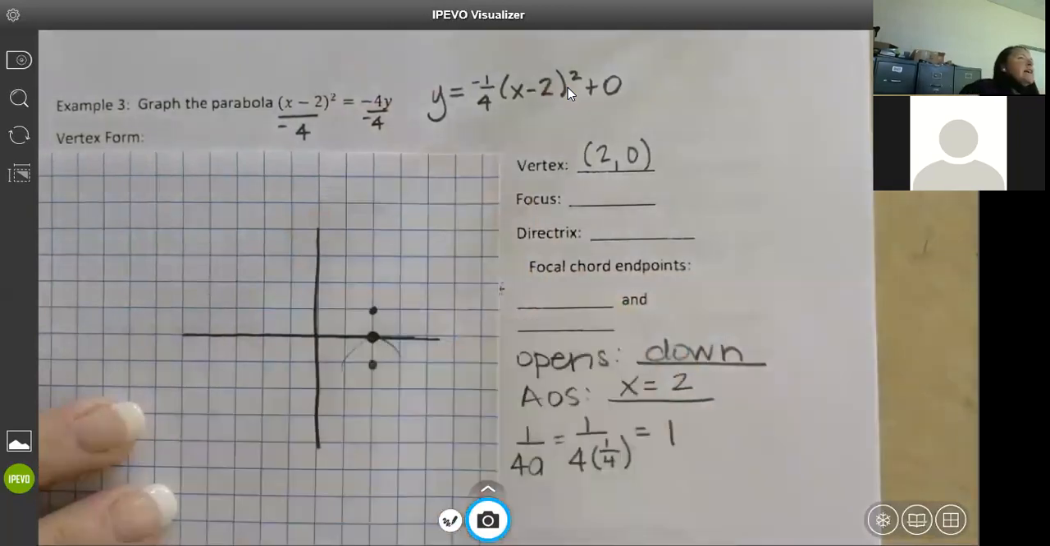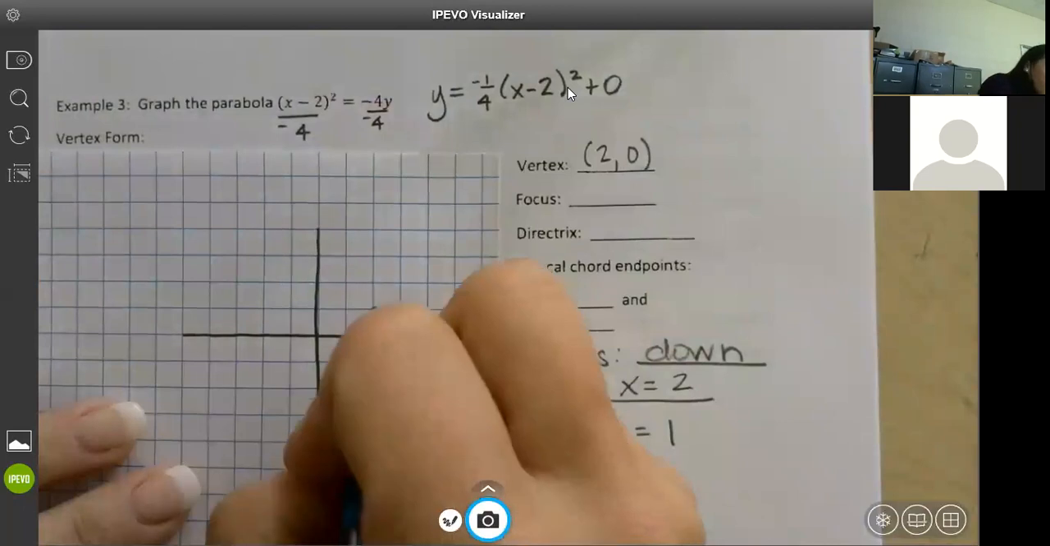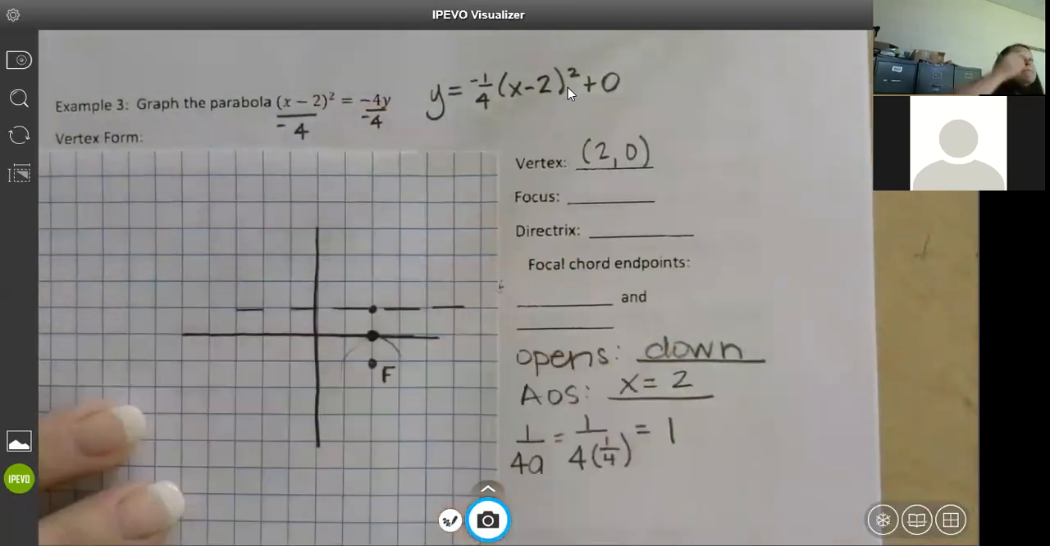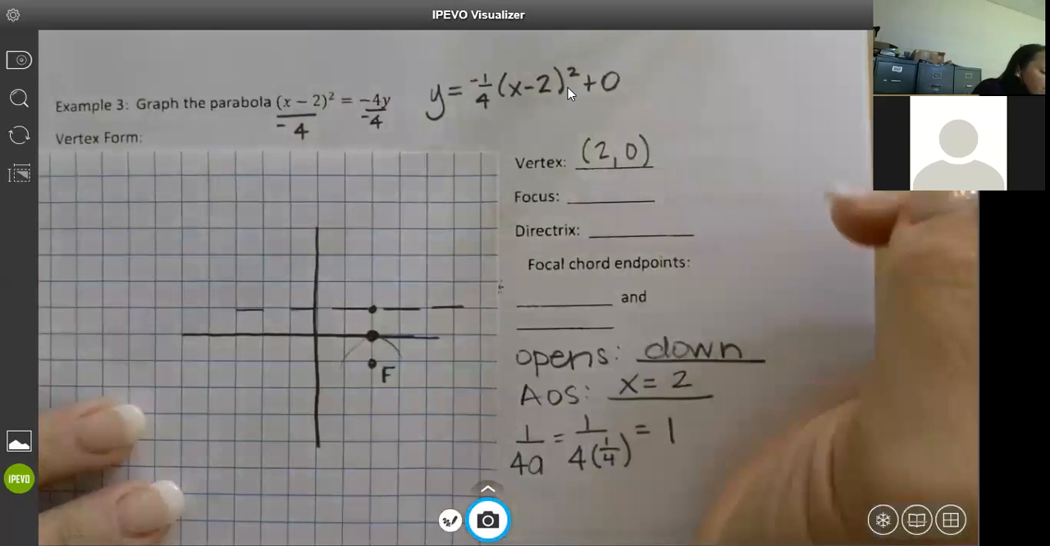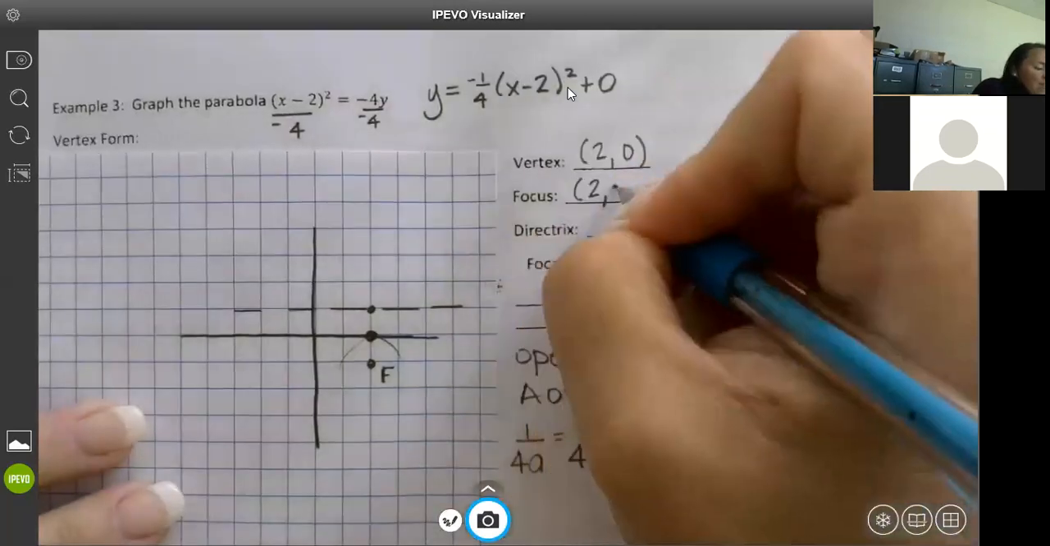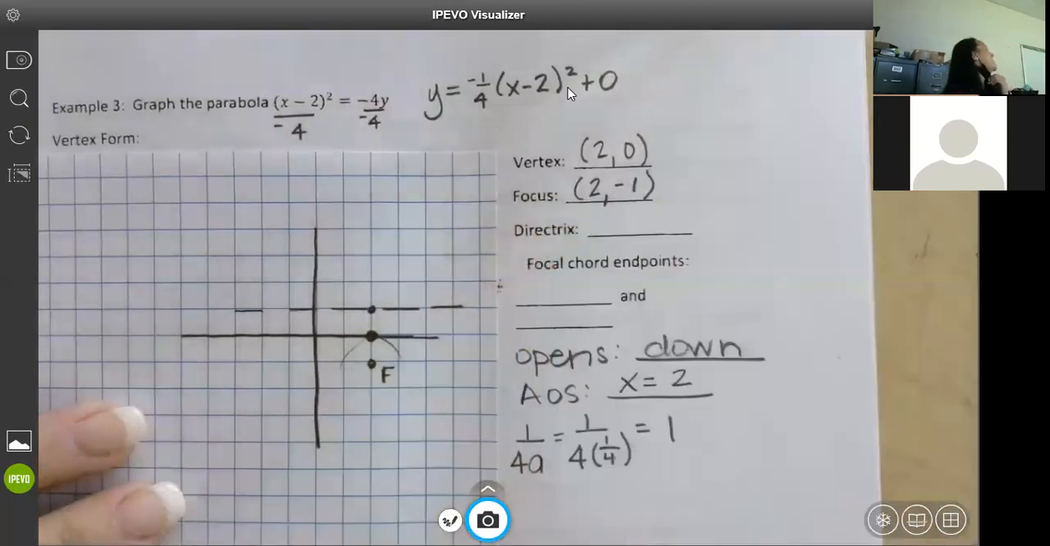You said it opens down, so for reference, I just put those little 2 lines. So this is your focus, and this is your directrix. So what is the coordinate of your focus? 2 what? 2 what? 1. Look at it. -1. Just be careful.